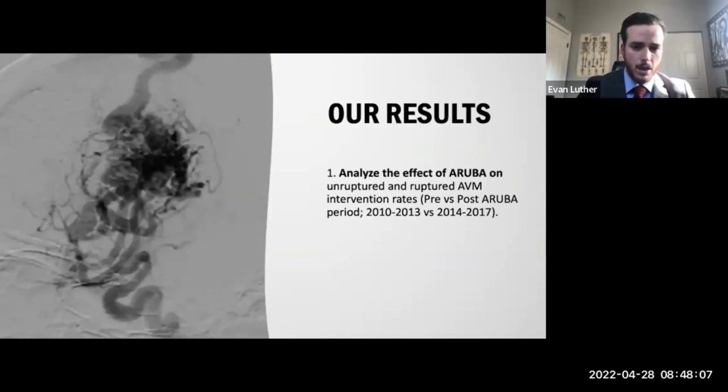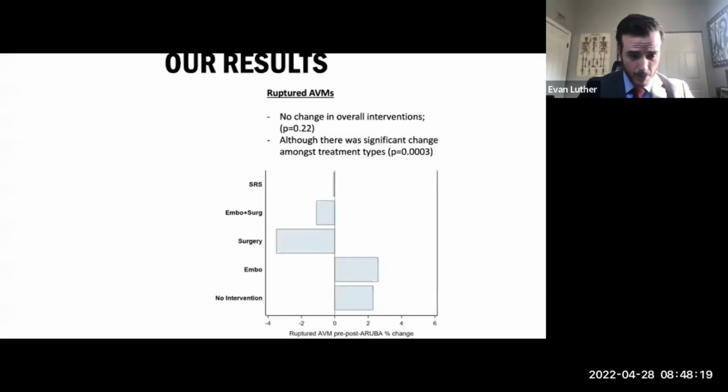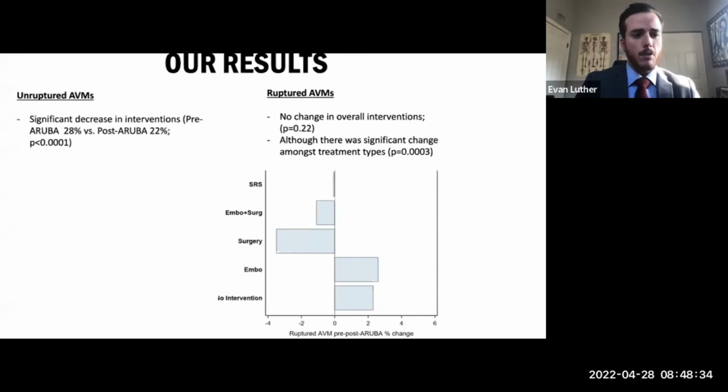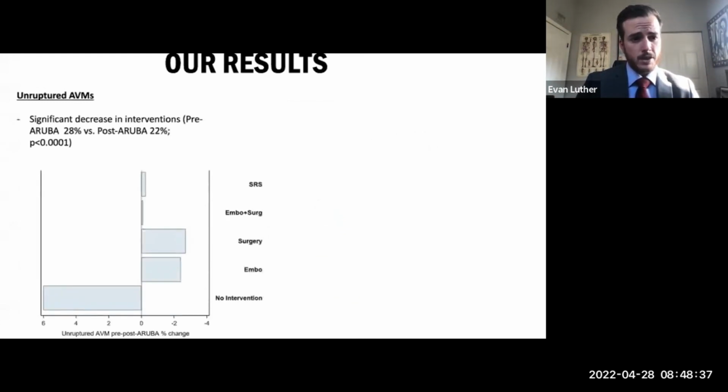So again, looking at our data, what we wanted to see was whether there is an effect that Aruba has had on interventions for both ruptured and unruptured AVMs in the years before and after Aruba. And what we found is that in the 4-year period before and after Aruba, for ruptured AVMs, there was really no change in interventions, but there was a change in the type of interventions, with decreased surgery being performed and increased embolization being performed. Then when we looked at unruptured AVMs, what we found was that there was a significant overall decrease in any intervention following Aruba.